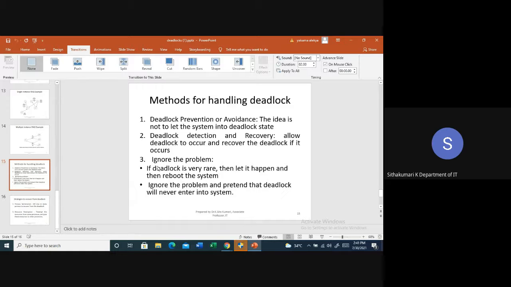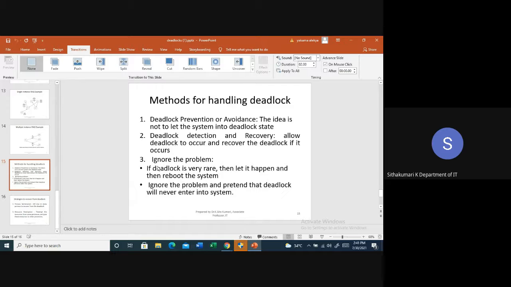The next option is deadlock detection and recovery. We can allow the system to enter into a deadlock state, then detect it, and next recover from the deadlock. And the last option is to ignore the problem. We just pretend that deadlock will never occur in the system, and if at all it occurs, you can reboot the system.